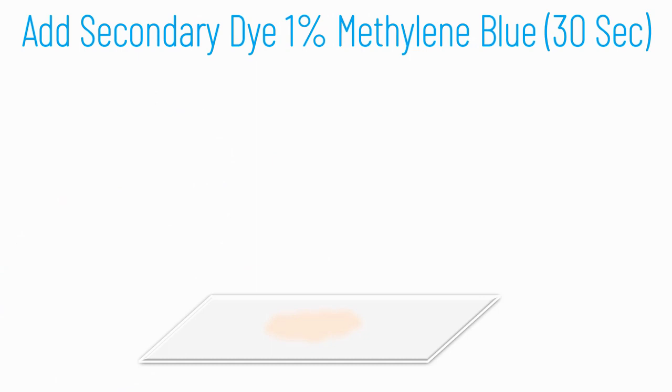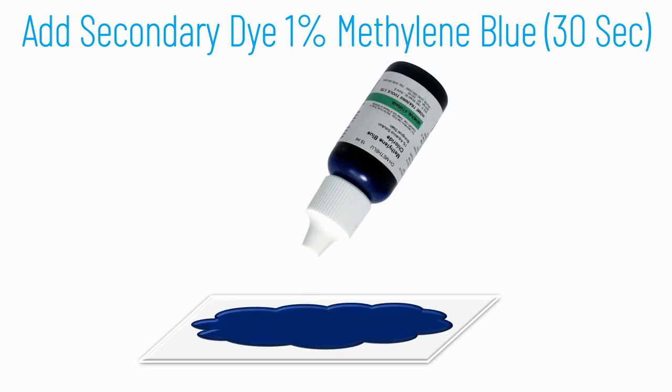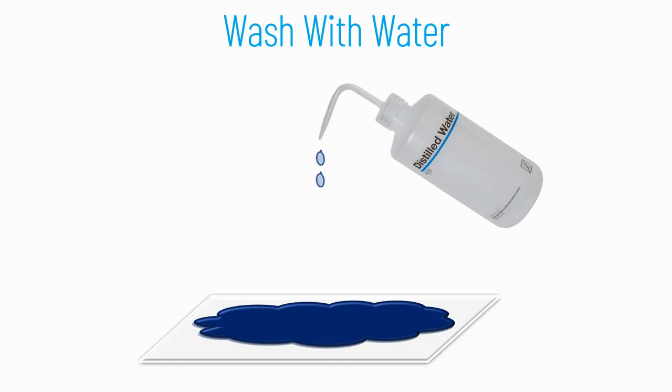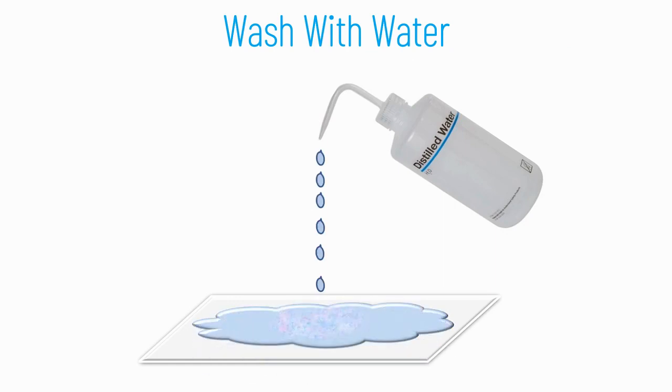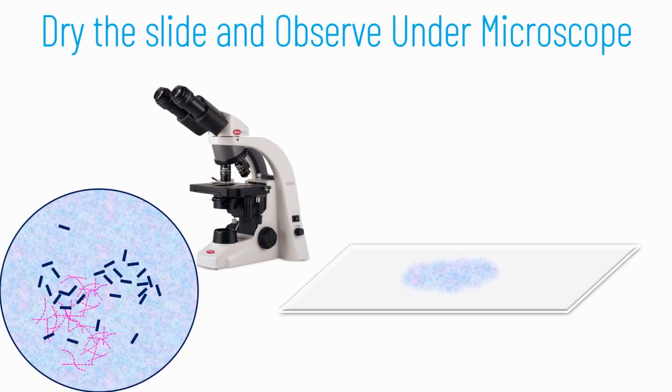Add a secondary dye or a counter stain. Flood the slide with methylene blue and allow it to stay for 30 seconds. After 30 seconds, wash with water. Dry the slide using blotting paper. Once dried, remove the slide from the absorbent paper and then observe under the 100x objective of the microscope.